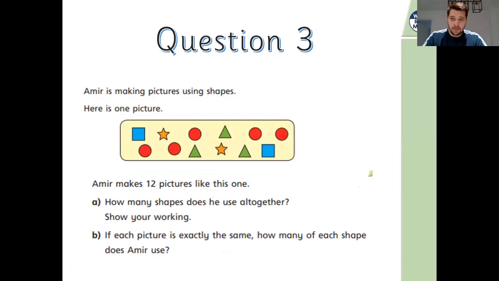Question 3. Amir is making pictures using shapes. Here is one picture. He makes 12 pictures like this one. So how many shapes does he use altogether? First of all, and then secondly, if the pictures are all exactly the same, how many of each different shape does Amir use? So how many squares would he use if he draws 12 pictures? How many stars? How many triangles? How many circles?